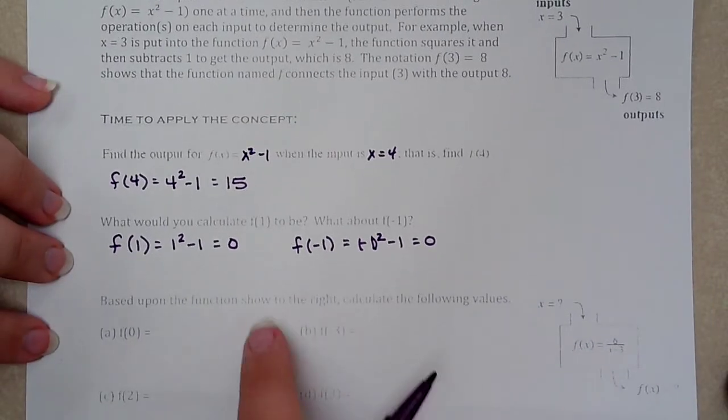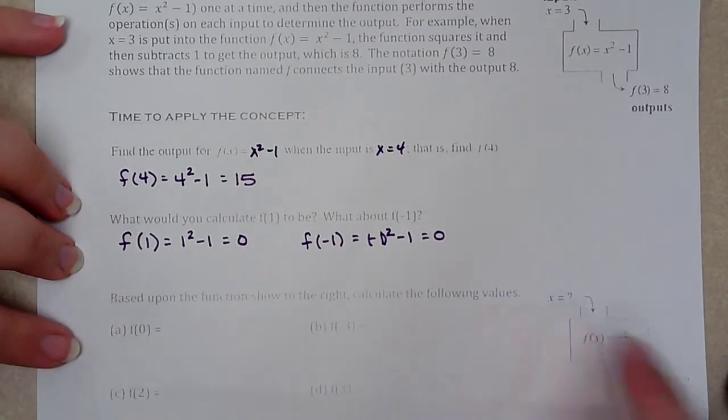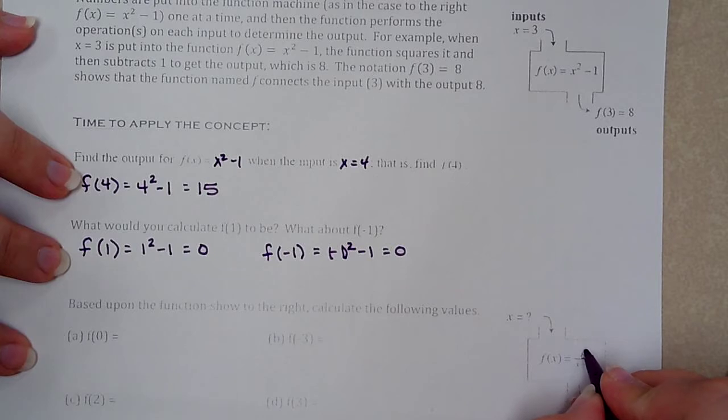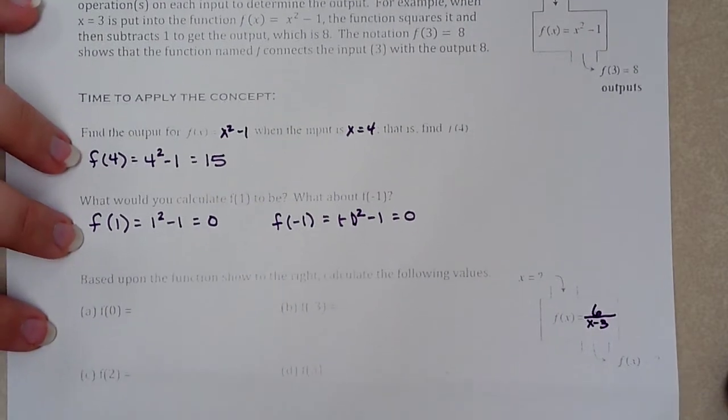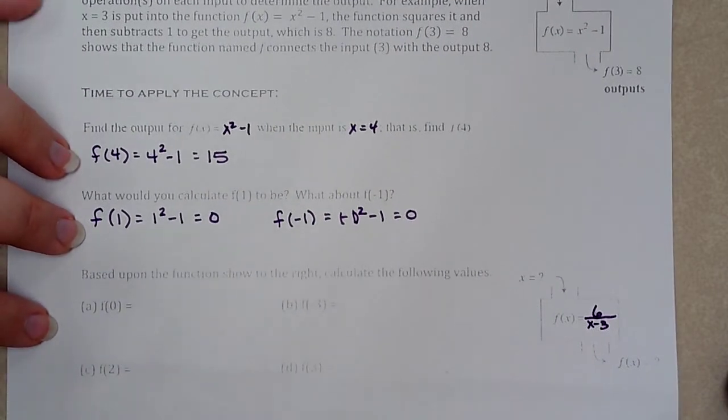So, based on the function shown to the right, calculate the following values. Again, I know this is really hard to see. I'm sorry. Our printer has been struggling. So, that is 6 divided by the sum of x minus 3.